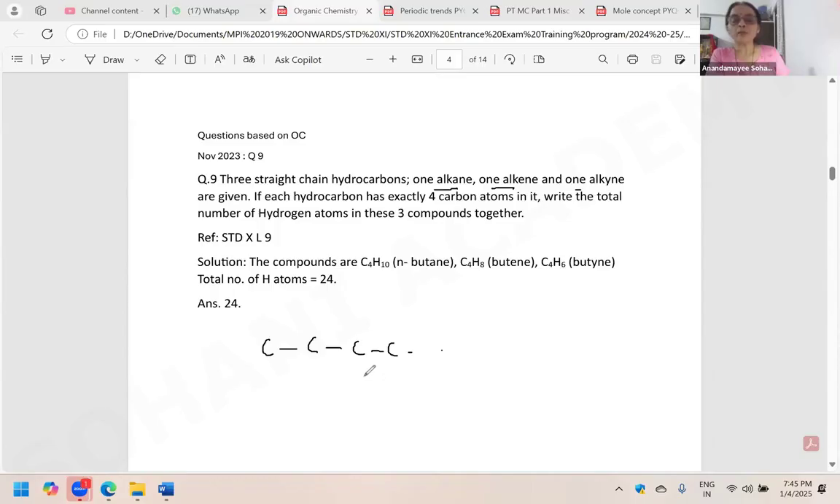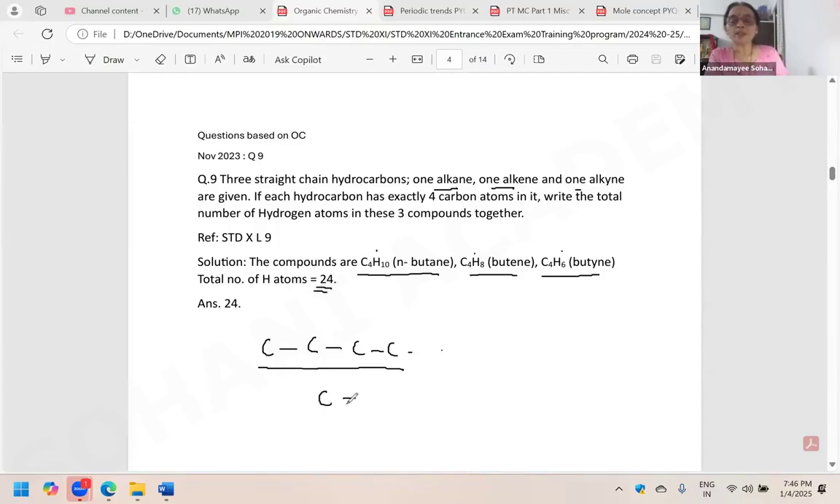So if I have a straight chain alkane, what will be its formula? It will be butane, C4H10. Okay. Then if it is a straight chain alkene, it will be butene. And if it is straight chain alkyne, it will be butyne. What will be the total number of hydrogens? 10 plus 8 plus 6, that is 24.